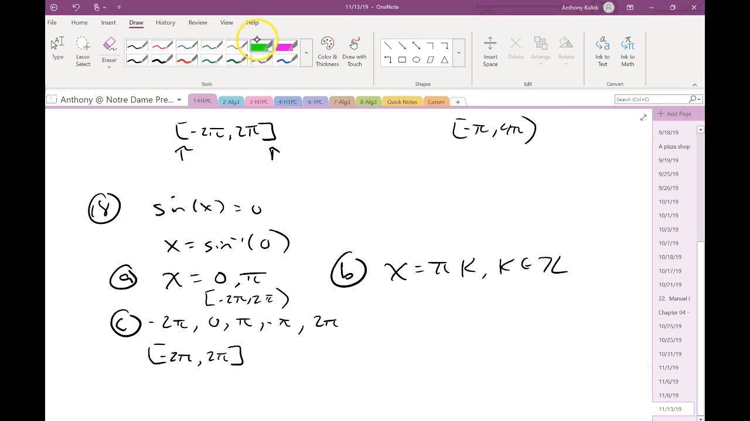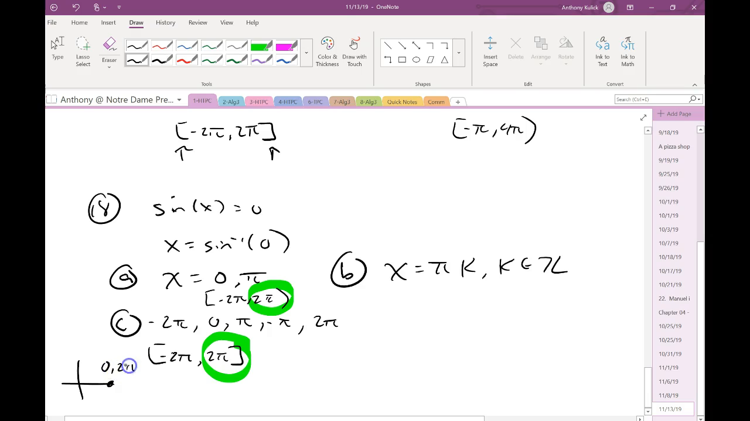So, observe in part A, the 2 pi is a parenthesis, meaning 2 pi is not an acceptable answer in our range. In part C, the 2 pi has a bracket at the end of it. So 2 pi is an acceptable answer for part C. And on the unit circle, this point here is 0, and it's also 2 pi. Okay with that? Okay. And then for part C, again, the interval here is negative pi to 4 pi.